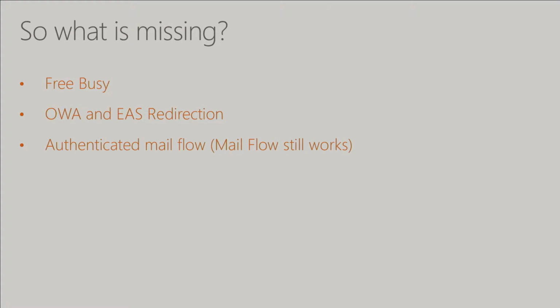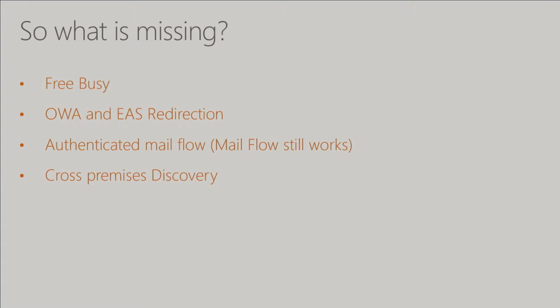So what's missing? You don't get free busy. You don't get OWA and active sync redirection. Okay, so I don't know how important that is to people, but you don't get that. Authenticated mail, because the reason why is OWA and active sync redirection rely on organization relationships. You wouldn't get that. Authenticated mail flow, you wouldn't get that. You would still get mail flow, but not authenticated mail flow.